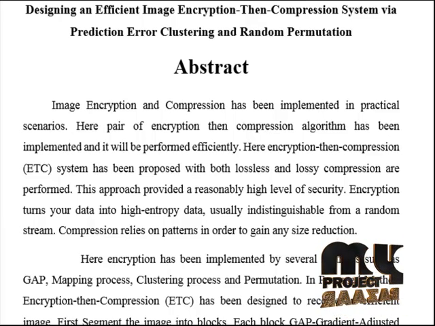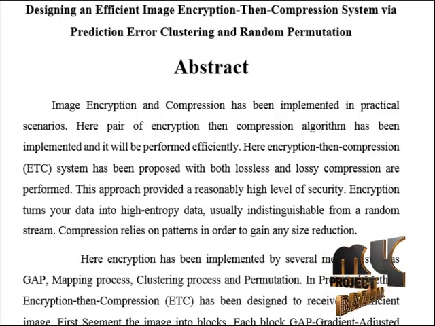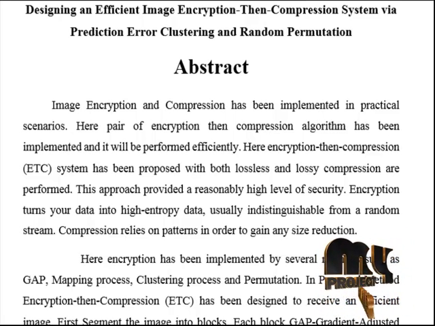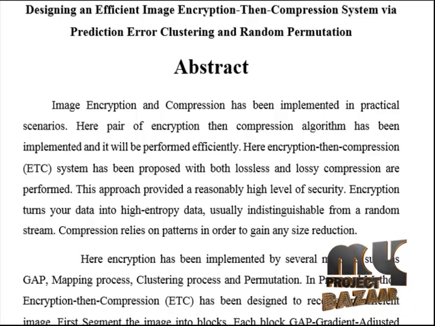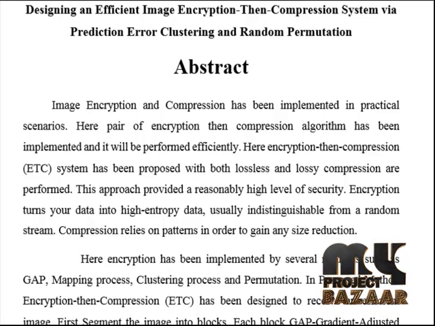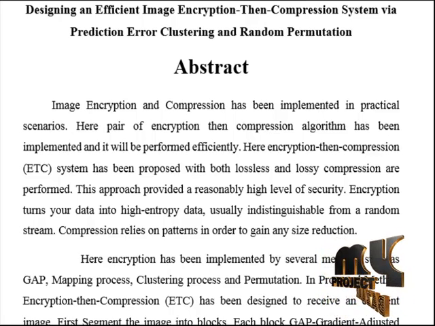First, segment the image into blocks. Each block is processed with GAP, that is gradient adjusted prediction, a scheme that achieves better speed and better prediction accuracy, and hence provides potential for further improvements in lossless image compression. Next, a clustering algorithm has been proposed. Here, the zigzag raster diagonal algorithm has been implemented.